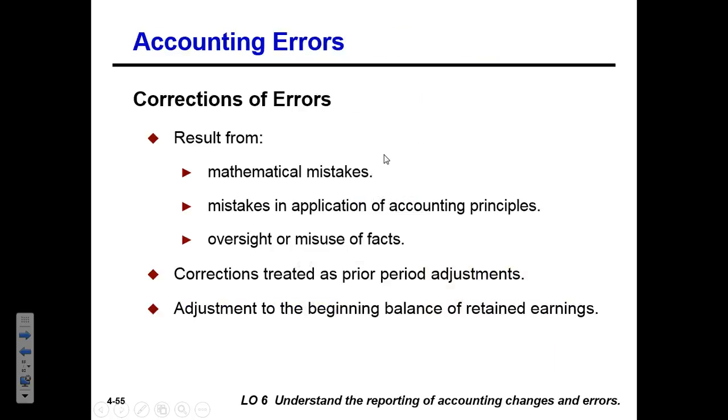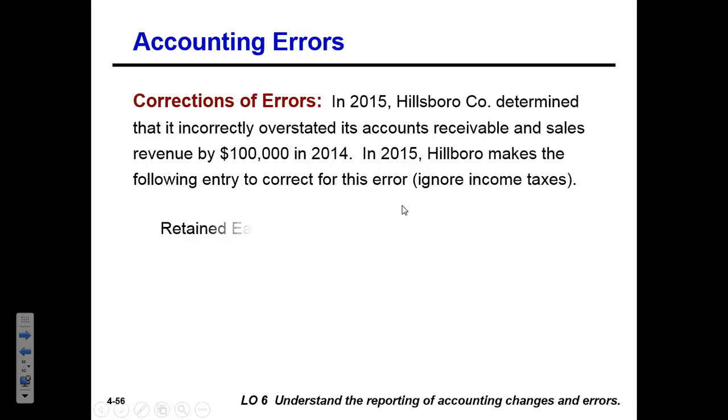What about a correction of an error, though? This is where you really made a mistake. A math error, mistake in applying accounting principles, we violated GAAP. Oversight or misuse of facts, I should have known the information, but I didn't know it, that kind of thing. They're treated as prior period adjustments, that's what we call them. Correction of error is a prior period adjustment, and we adjust the beginning balance of retained earnings, okay? Same with the cumulative effect of a change in accounting principle from prior years. It's going to go to the beginning balance, okay? So there's the journal entry.